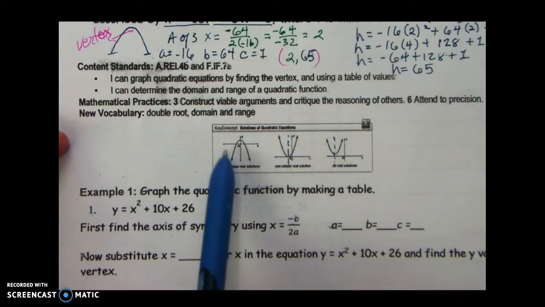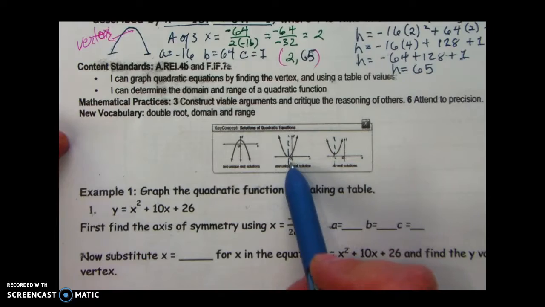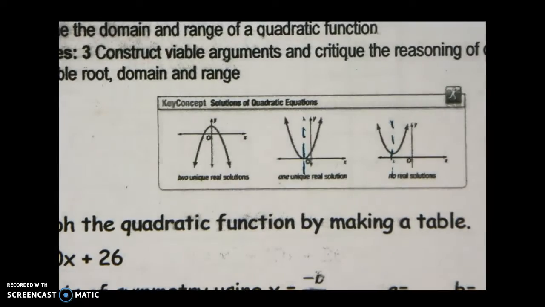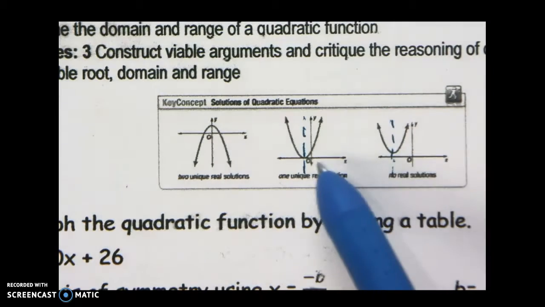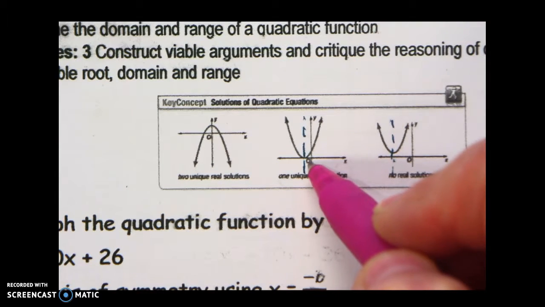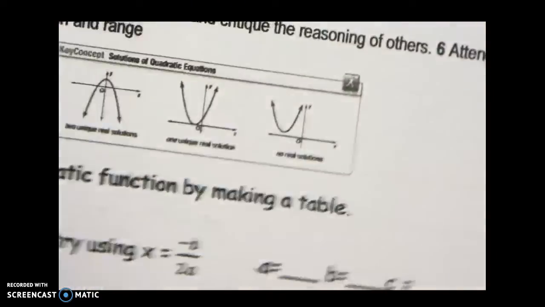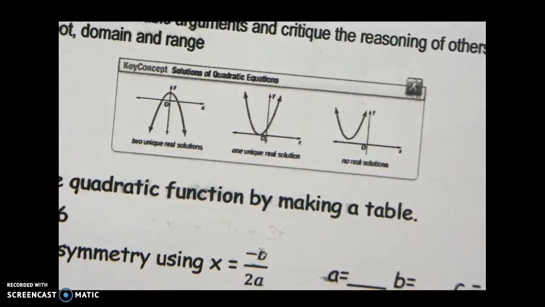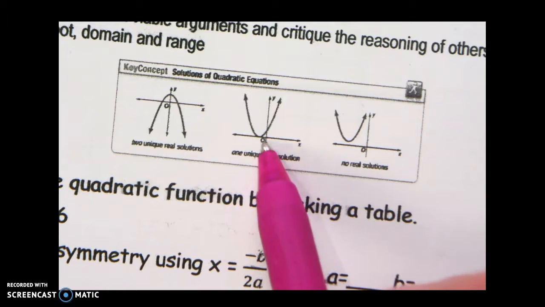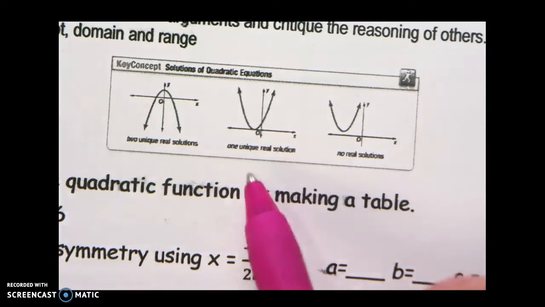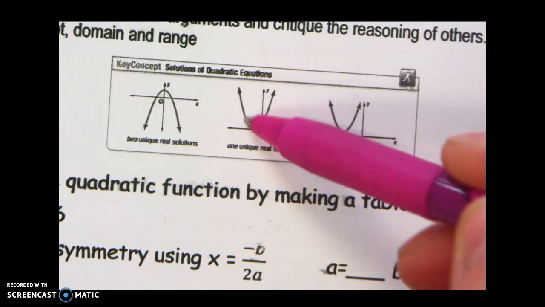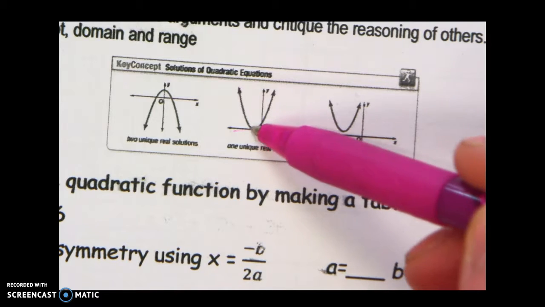Okay, so the double root would look like this. If you're looking at this, let me zoom in on it. You can see right here, there's a 0 there. It makes it kind of like it might be touching in more than one spot. But the point of the double root is that the parabola comes down, it touches in one little spot on the x-axis, and it comes back up.